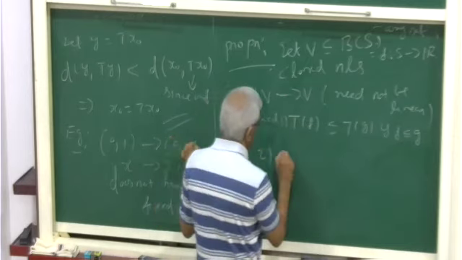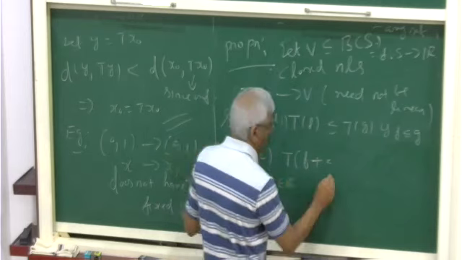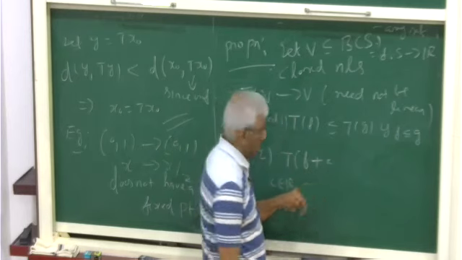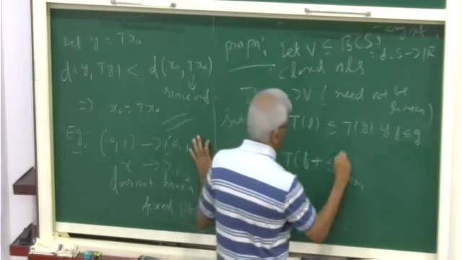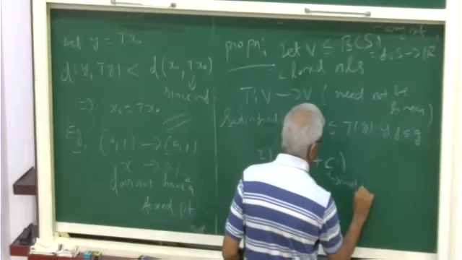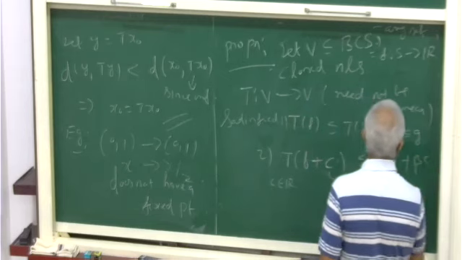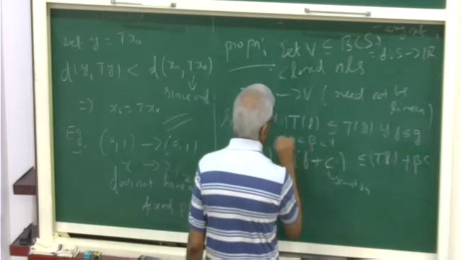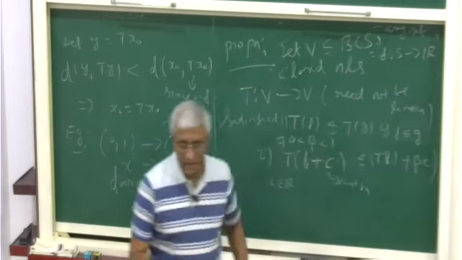Number 2, T is not linear. It satisfies the following. T of f plus c, where c is a constant, which means it's a constant function, is less than or equal to T of f plus beta c. There exists a beta such that beta times c. That's all.